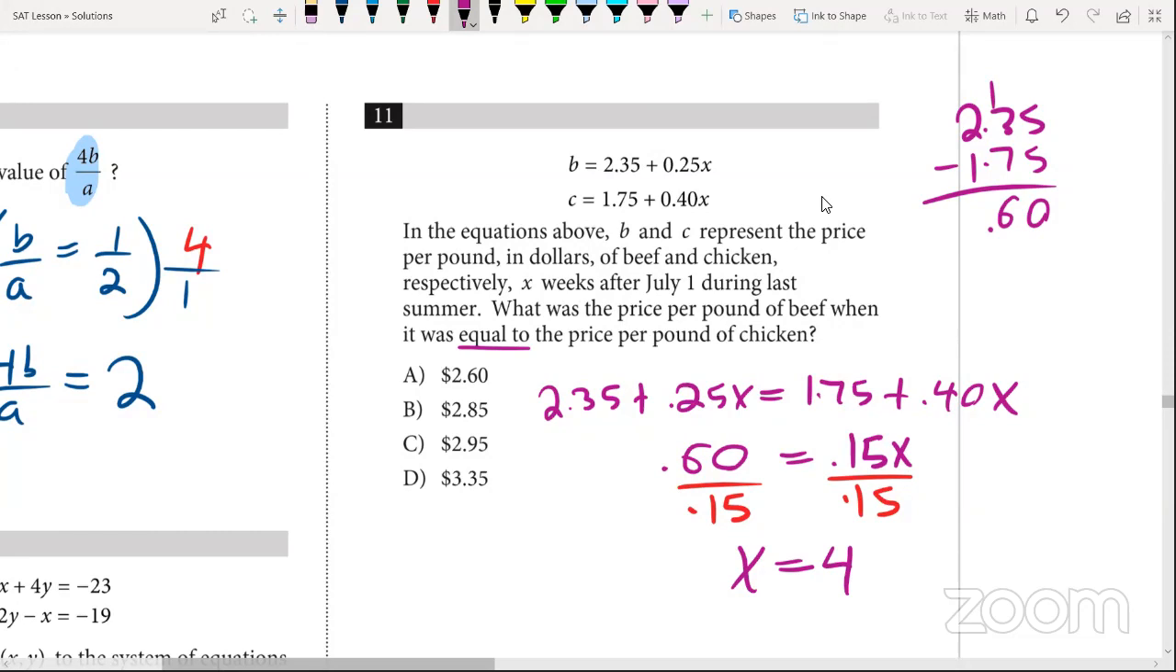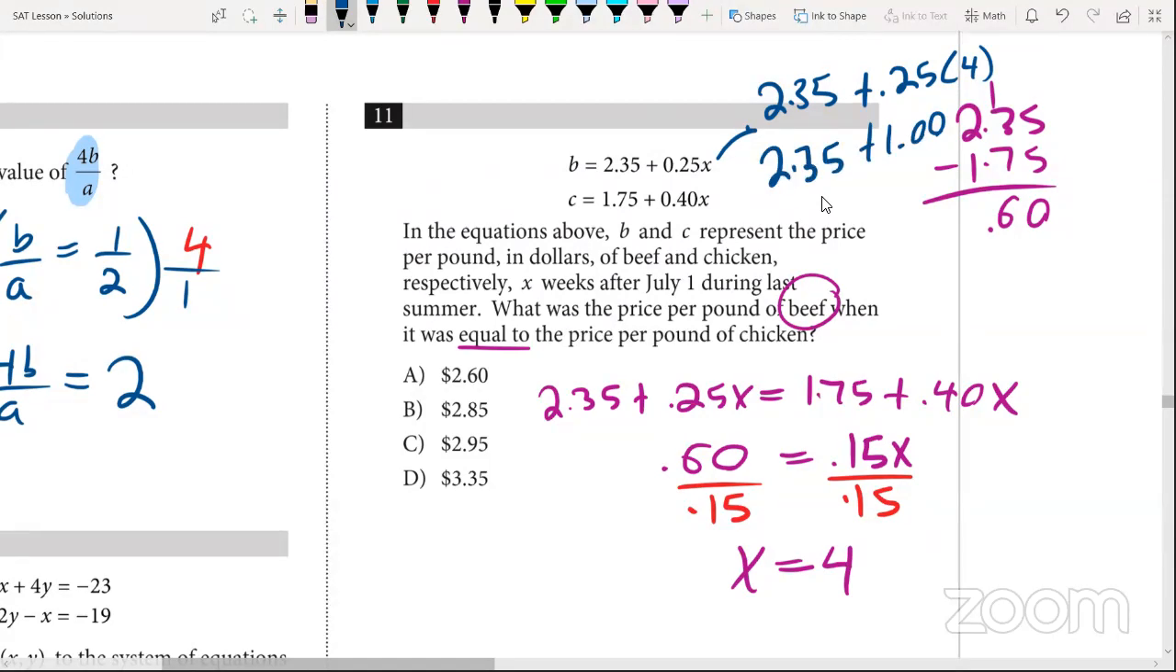So x is now 4, which for a lot of people will make them feel like they got a wrong answer, but they're not asking for x. They're asking for the price per pound of beef. So what's the price per pound of beef? B when x is 4. So that's 2.35 plus 0.25 times 4, because x came out to 4. So 25 cents times 4 is $1. So this is 1.00. 2.35 plus 1.00 is 3.35. And the answer number 11 is D.